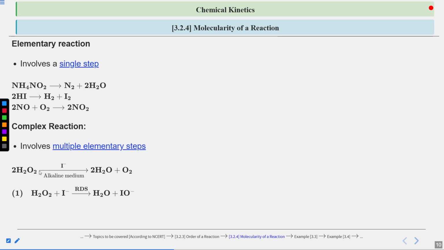Now what have we remained with? One molecule of H2O2 and one molecule of water, and one molecule of O2 we also want to get, right? So the second step involves the reaction of the second H2O2 molecule with the IO negative just prepared, and they will give us H2O, one I negative and one oxygen molecule. So these are the elementary steps to get the final major products in complex reactions.